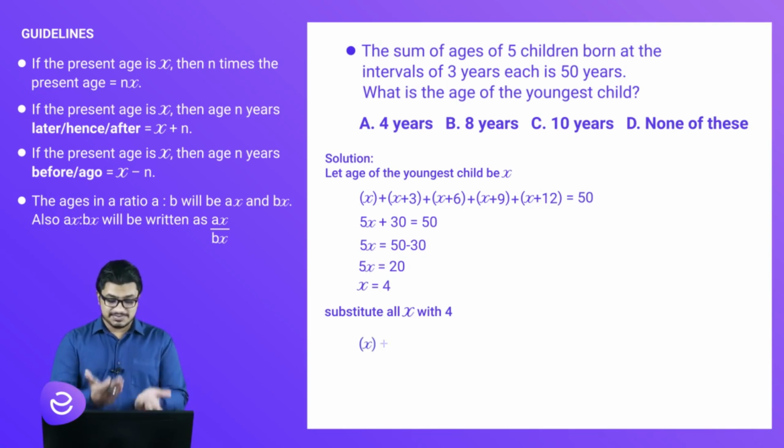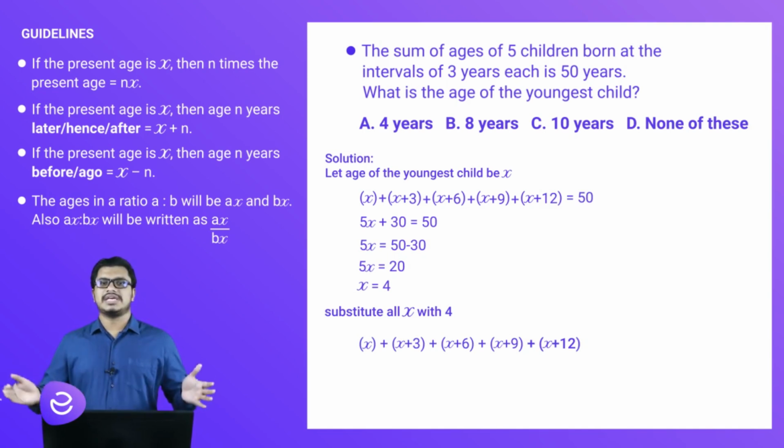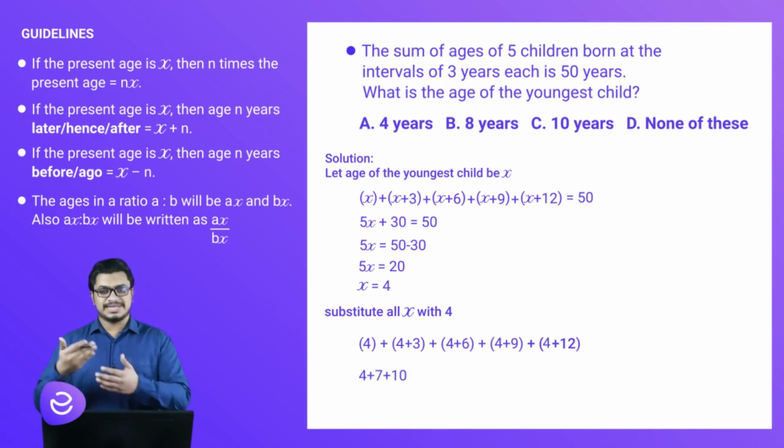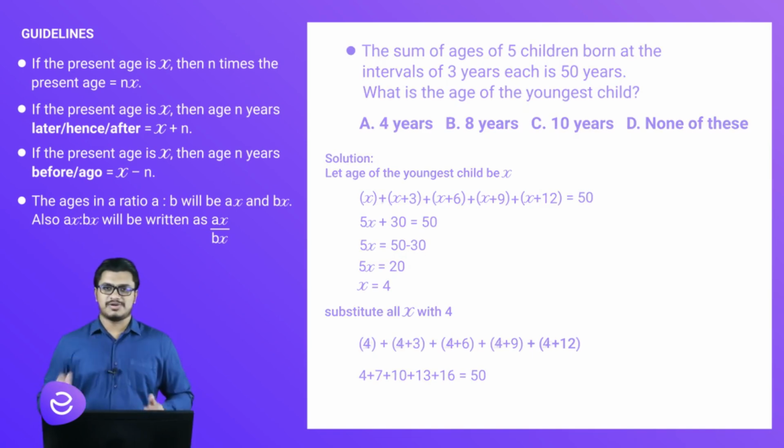You have x, x plus 3, x plus 6, x plus 9 and x plus 12. Instead of all the x's, substitute 4. Instead of x, you will get 4. Instead of x plus 3, you will get 4 plus 3, then 4 plus 6, 4 plus 9 and 4 plus 12, which will amount to 4 plus 7 plus 10 plus 13 plus 16. If you add all of it, you will get 50. So now if you verify that, you know that your answer is correct. You can know that you have scored a mark there and you will be fine. So this is how you solve this problem.